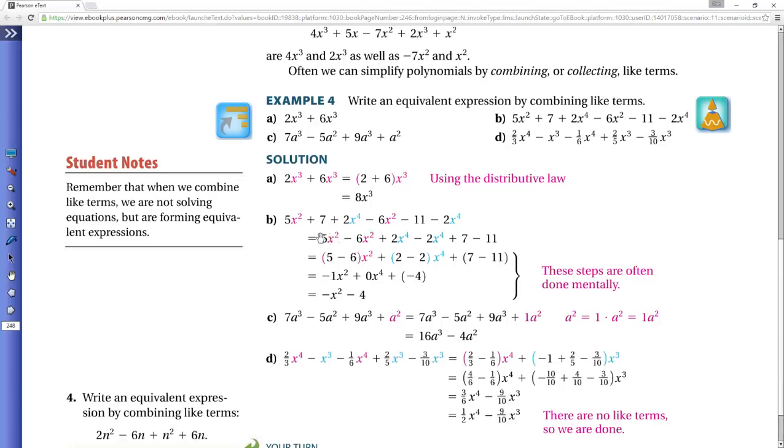And really what it's like is grouping this 5x squared plus a negative 6x squared. I group those, so I'm going to deal with those together. That's the associative property. And I'd group these two here, 2x to the fourth plus a negative 2x to the fourth. And I group those together, and then I can group the 7 and the negative 11 together too. So they take a lot of leeway here with changing order without changing to an addition. I would change to an addition. You're going to make a lot fewer errors if you do that too.